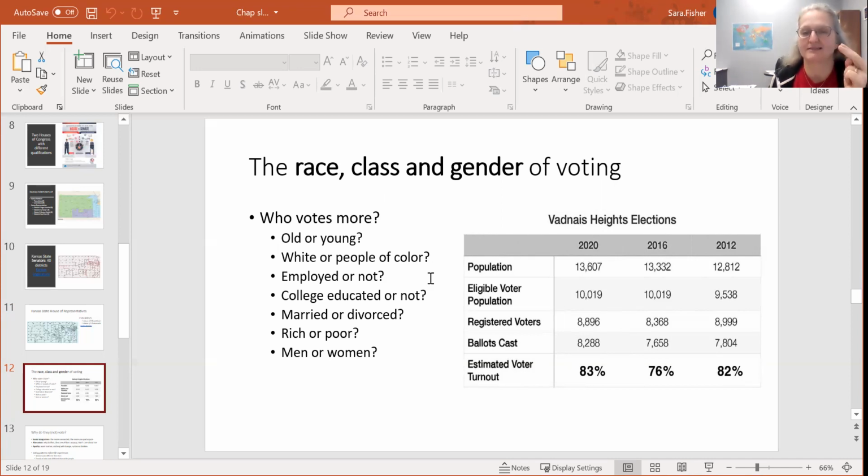Employed or unemployed? Well, this goes way back to the chapter on deviance. Basically, we see the same trends there. It is people who are educated, integrated, and not disenfranchised. That means employed people, educated people, married people, rich people. And actually, this is one of those odd turns: women actually vote more than men do. So older, white, employed, educated, married, rich, and women. That's the odd one.